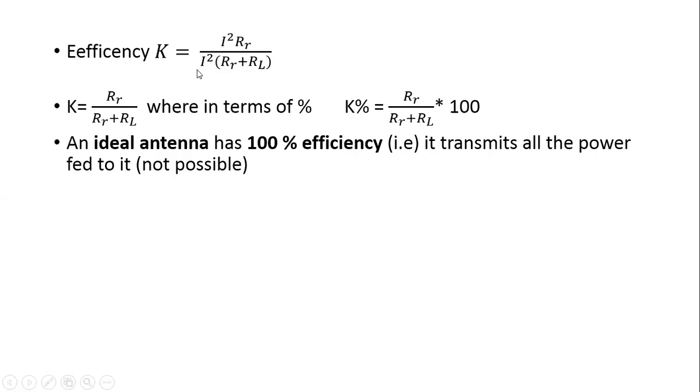I square and I square get cancelled, so the remaining is RR divided by RR plus RL. In terms of percentage, you multiply by 100. For an ideal antenna, we have 100% efficiency, but it is not possible because there will be losses. An ideal antenna is nothing but one that transmits all the power that it gets, but that is not possible. Thank you.